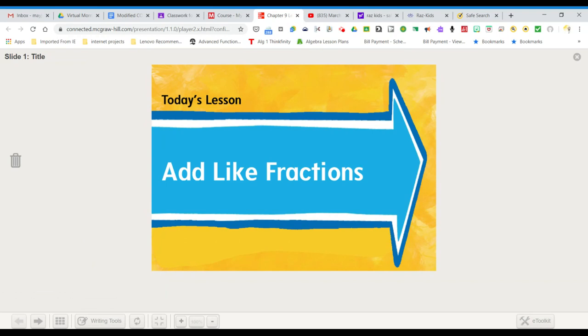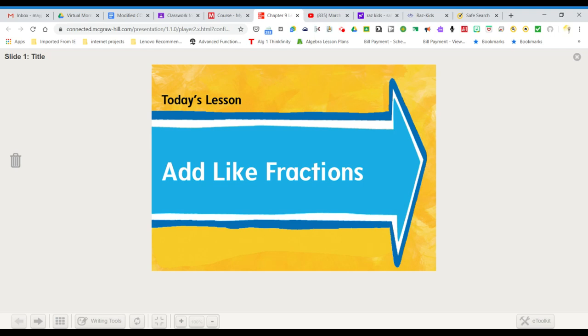So if you could turn your books to Chapter 9, Lesson 2, we're going to be taking a look at how to add like fractions. But before we get there, I want you to think about those three words: add, like, fractions. So we're going to be adding, simple enough, right? What does it mean to have a like fraction?